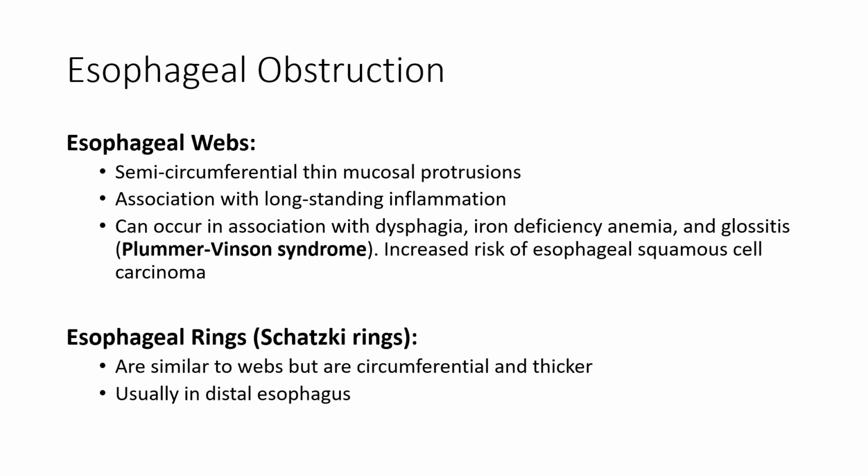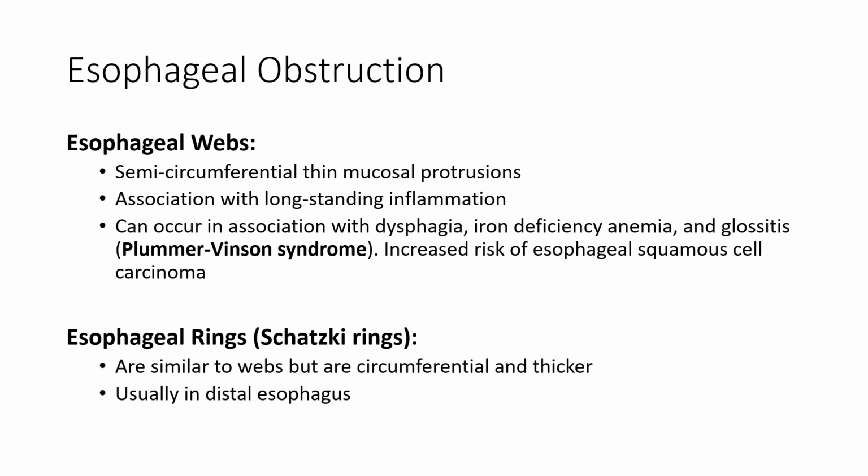Esophageal webs are thin membranes of tissue composed of mucosa. They protrude into the lumen. They are semi-circumferential, and they usually occur when there is long-standing inflammation. Plummer-Vinson syndrome is defined by the classic triad of esophageal webs, dysphagia, and iron deficiency anemia. Glossitis is also present in those patients, and glossitis is usually atrophic, where there is atrophy of the lingual papillae, so the tongue will have a smooth, shiny appearance, and it can be painful.